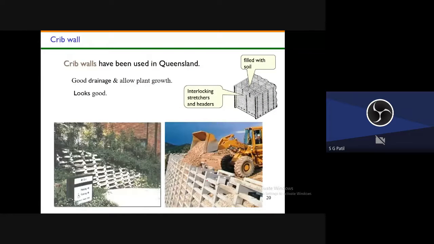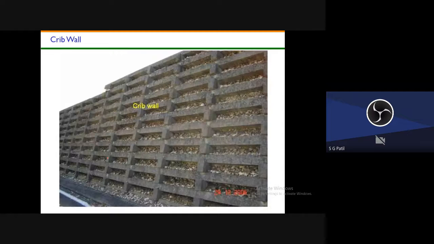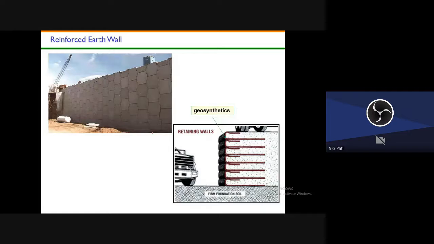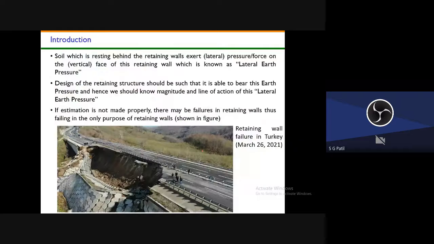And this is another type of retaining wall called a crib wall. The specialty of these crib walls is that you can grow vegetation here, so you can get some green canopy. It will be aesthetically pleasing. Here is another view of a crib wall, and this is the reinforced earth wall. Here is one failure example of a reinforced earth wall from Turkey. It happened very recently, on March 26, 2021. You see a big failure happened here.